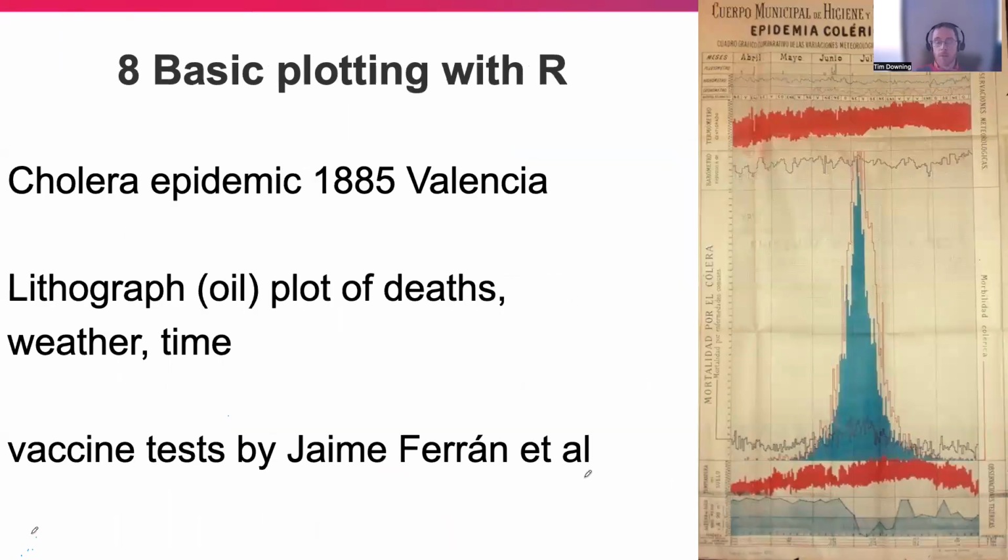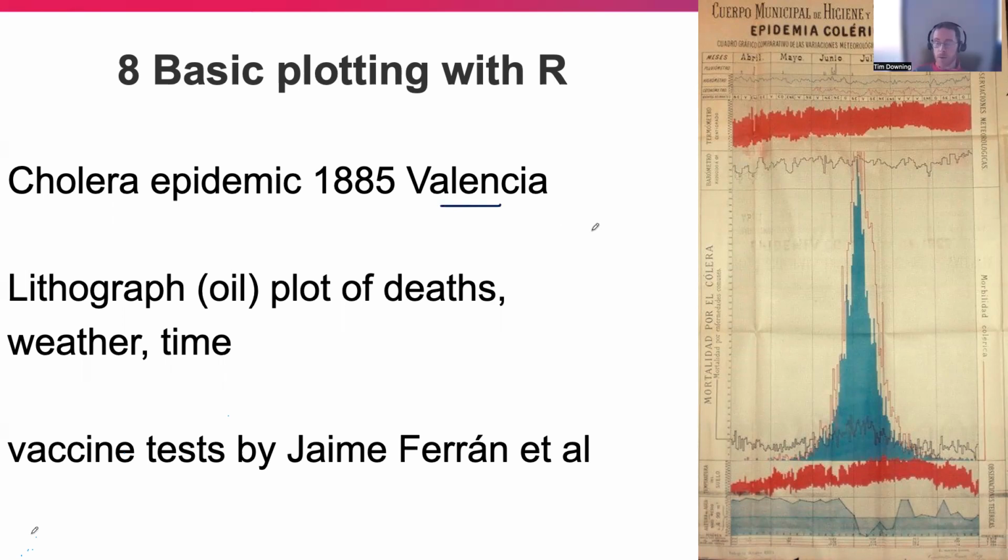Over the years, many different approaches to data visualization have been used, and they're very, very useful for understanding diseases and outbreaks and weird infective agents. This is an example of, I guess, a scientific figure from James Ferran and colleagues in 1885 made with oil paint. So that's the predecessor of advanced plotting in R or other languages, in Valencia in Spain.